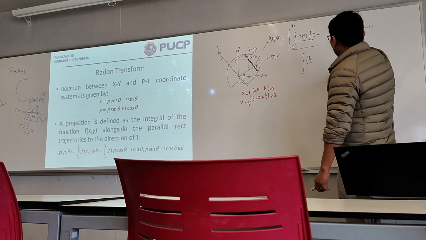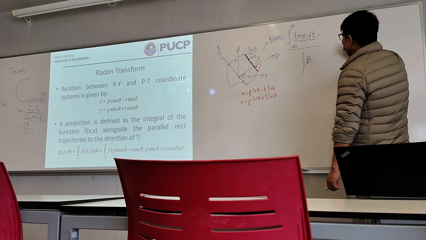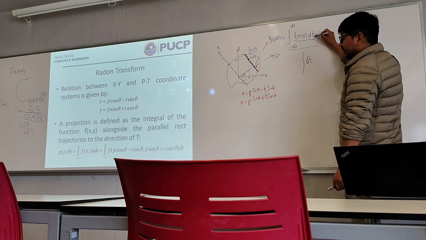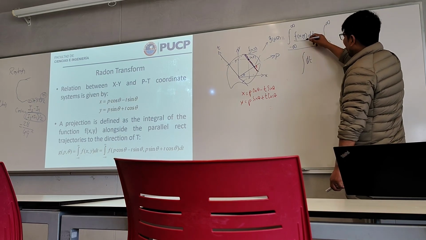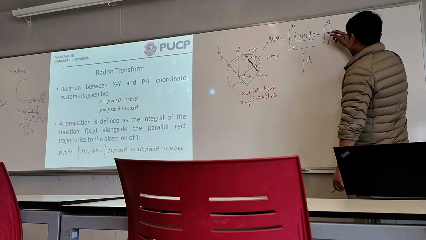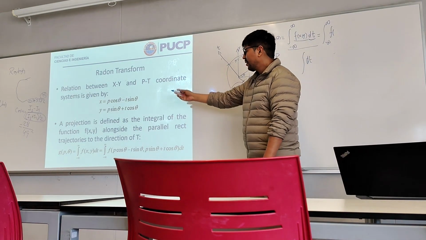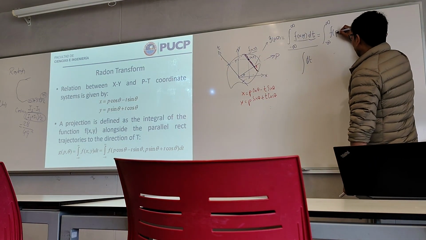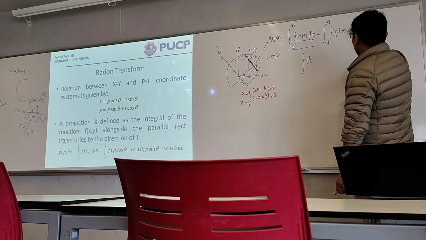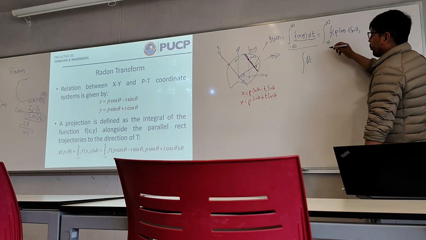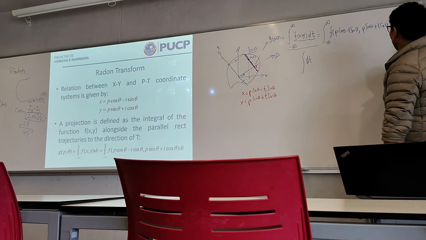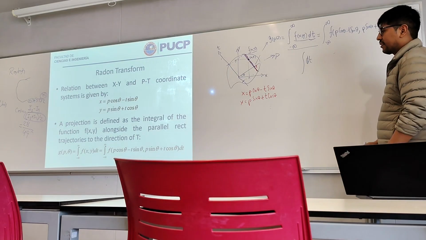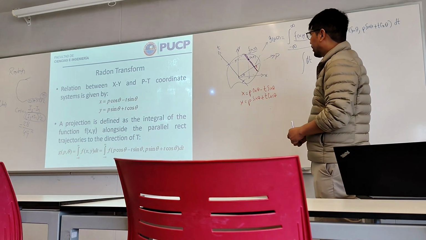And then we can write this not in terms of x, y, but in terms of t. So we write the integral. f(x, y) will be f of x, where x is p cosine theta minus t sine theta, and y is p sine theta plus t cosine theta. And the integral is still there, the differential term is still there.